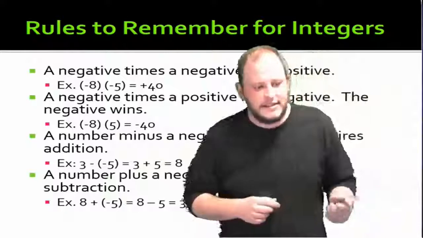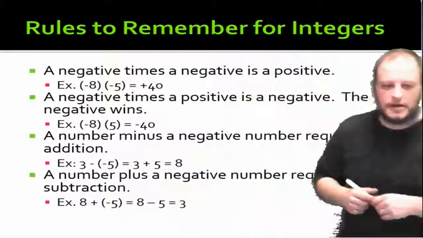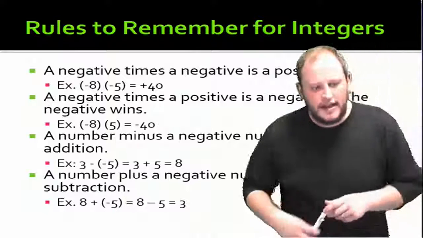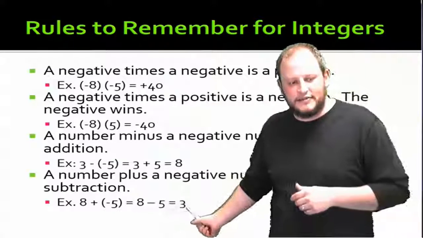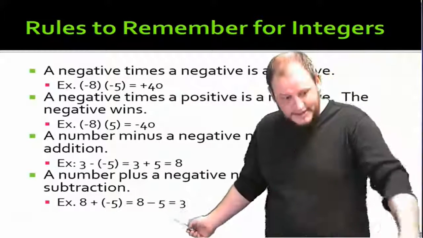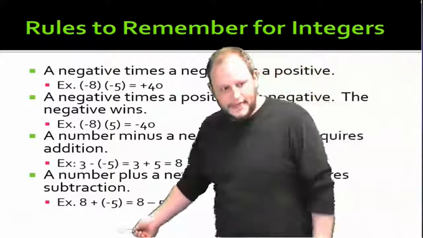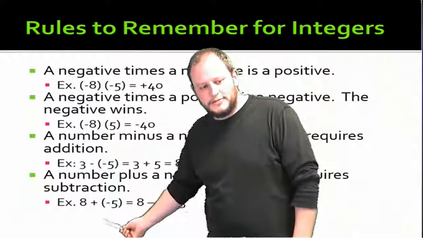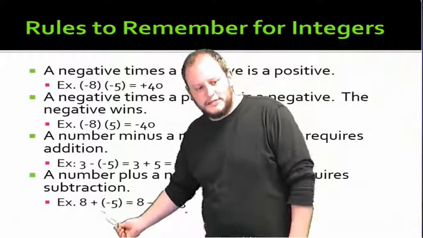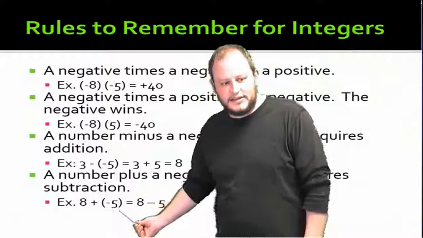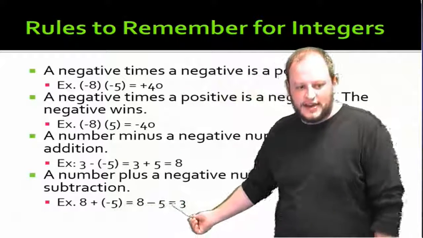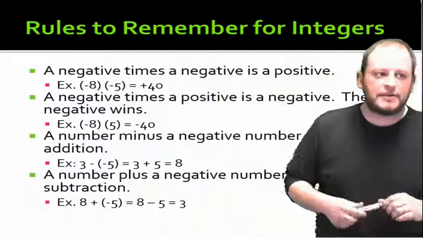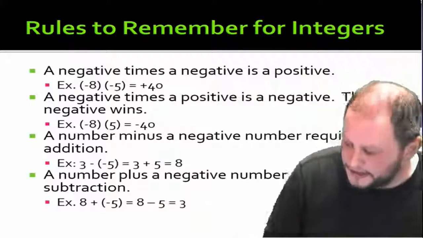The last thing is a number plus a negative number requires subtraction. So if I have 8 plus a negative, once again, I think to myself, I can't operate on an operation. So I think to myself, which operation wins this battle? Well, it's the negative. The negative wins this battle. 8 minus 5 is equal to 3. So these are the basic rules for integers.